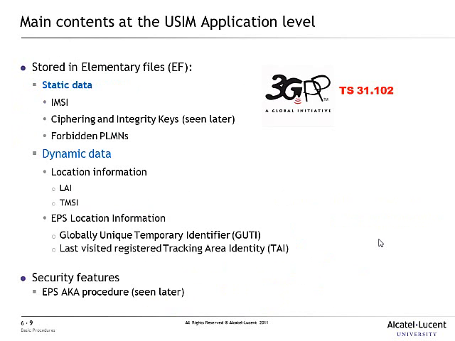Okay, so if you now have a look at what sort of information is kept in the SIM card, there's tons and tons of information. You'll be surprised at the amount of information that a USIM application will hold. But the basic information can be classified into three types. The first type is called static data, data that does not change. For example, IMSI. IMSI is a number that doesn't change.